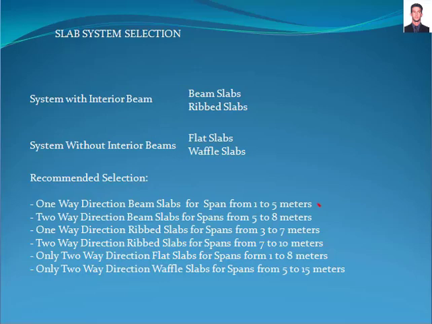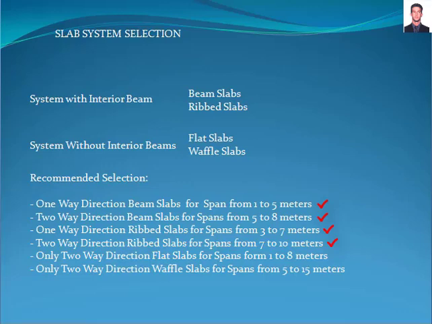The recommended type of slabs to use, according to the span between columns or shear walls, is for the system with interior beams: 1-way direction beam slab for a span from 1 to 5 meters, 2-way direction beam slab for spans from 5 to 8 meters, 1-way direction rivet slab for spans from 3 to 7 meters, and 2-way direction rivet slab for a span from 7 to 10 meters.